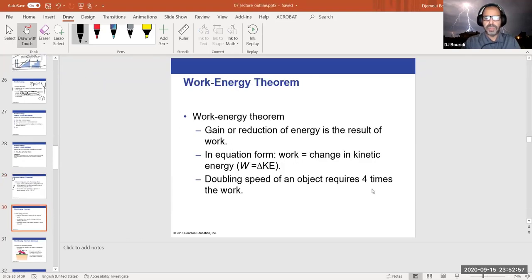So this is the work energy theorem in its glory. Gain or reduction of energy is the result of work. Okay, in equation, work is the change in the kinetic energy. It's very simple, okay? So this was question one that we already had to begin with. How does the force do it? The force will do work to change the kinetic energy of an object. So that's the secret. So now we know its secret, okay? So we have learned one of the secrets of life, okay? So this is the work energy theorem.